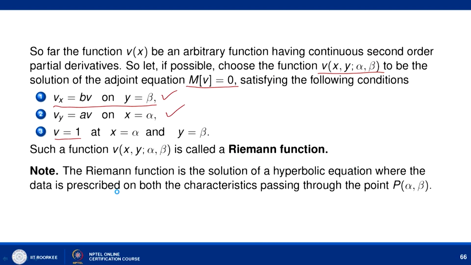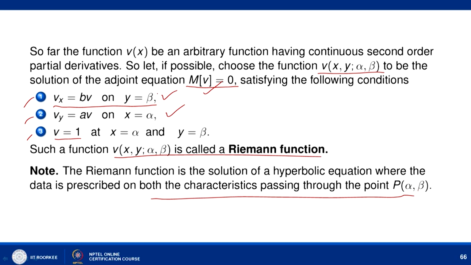Such a function will satisfy all these conditions: it is a solution of the adjoint equation and satisfies the initial values along the characteristics y equal to beta and x equal to alpha, which are your characteristic lines. Such a function V(x, y; alpha, beta) is called a Riemann function or Riemann's Green function. We already know that the Riemann function is a solution of a hyperbolic equation where the data is prescribed on both the characteristics passing through the point P (alpha, beta).